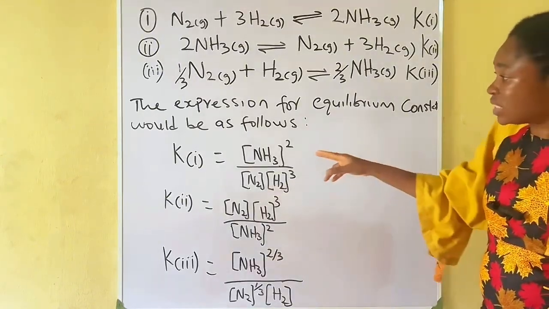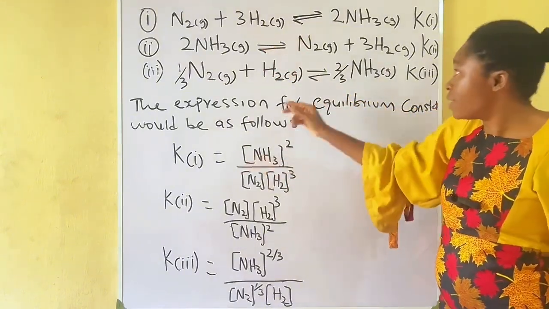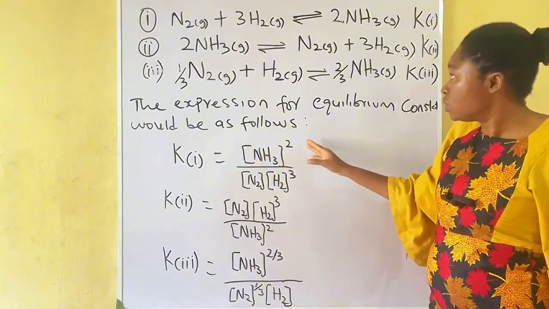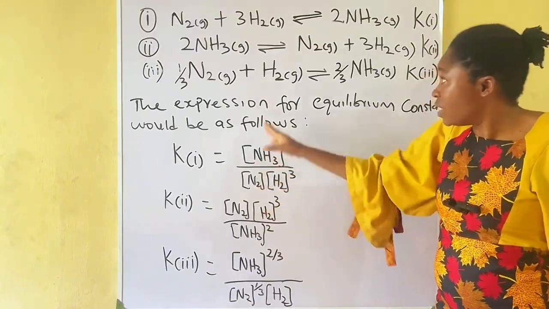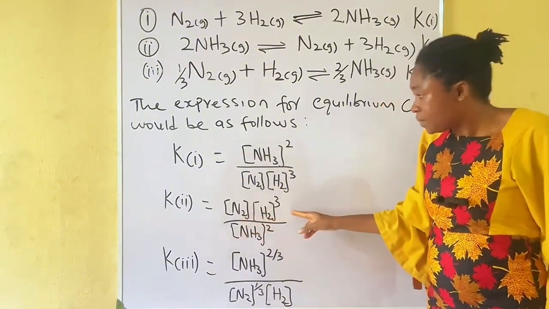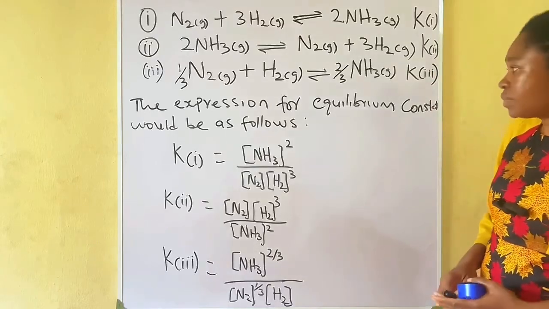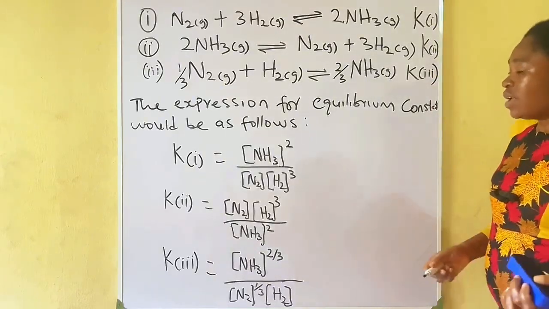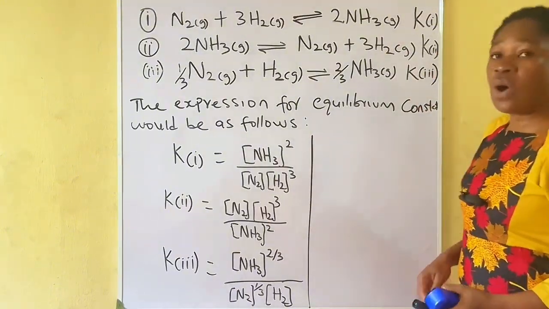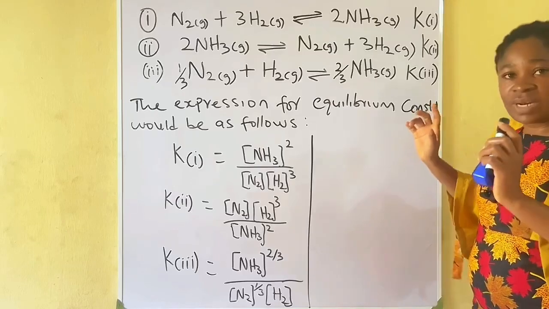So let's look at the equilibrium constant expression for each of the following equations. For equation 1, of course, the concentration of the product raised to the power 2 divided by the concentration of nitrogen raised to the power 1, times the concentration of hydrogen raised to the power 3. This one is for equation 2 and this is for equation 3. So all these expressions refer to the same chemical system and therefore must be related.